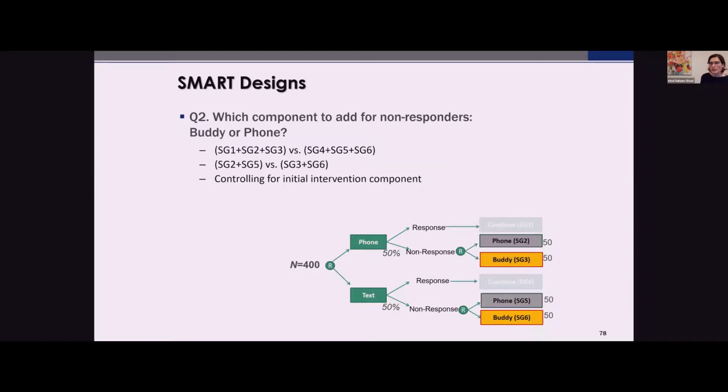The second question, what to do for non-responders, can be answered by pulling outcome data across the 2 conditions in which non-responders got phone coaching, condition number 2 and 5, and we compare it to the 2 conditions in which non-responders received body training, condition 3 and 6. This is a comparison of half of my non-responders versus the other half. Right? This is the main effect of the second stage component among non-responders, averaging over first stage intervention components.